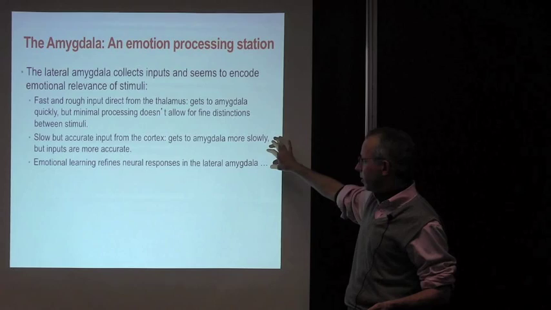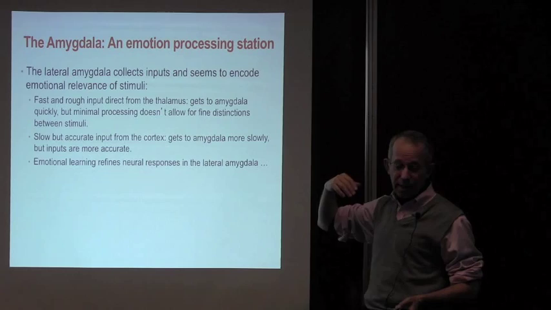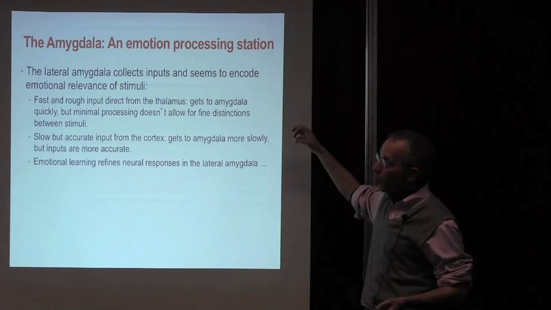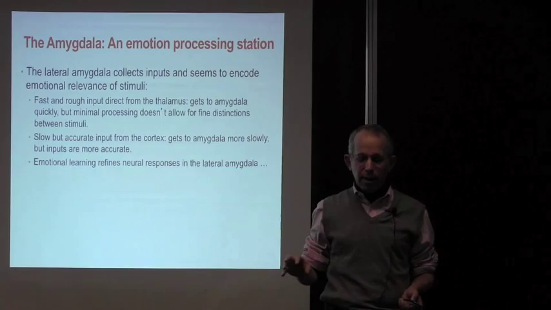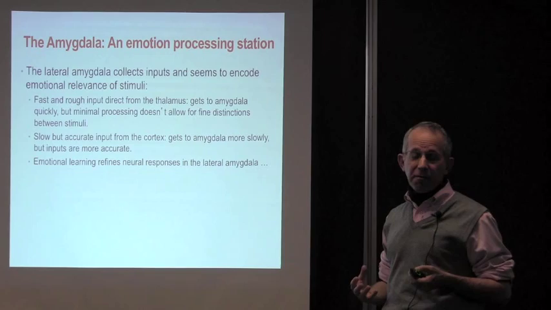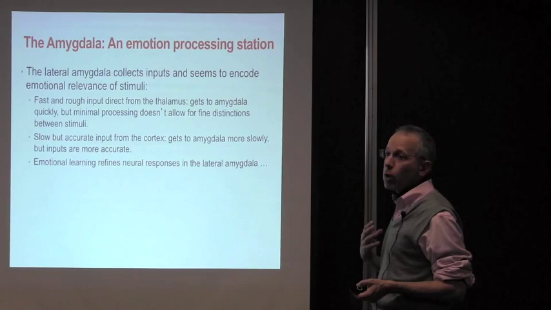The lateral amygdala is the input pathway. It collects the inputs and it seems to encode the emotional relevance. It's part of a fast and rough direct pathway from the thalamus with minimal processing. So the idea is that for a lot of fear stimuli, time is of the essence. You want to be able to react quickly. And you're also perhaps more willing to err on the side of caution, to be defensive.